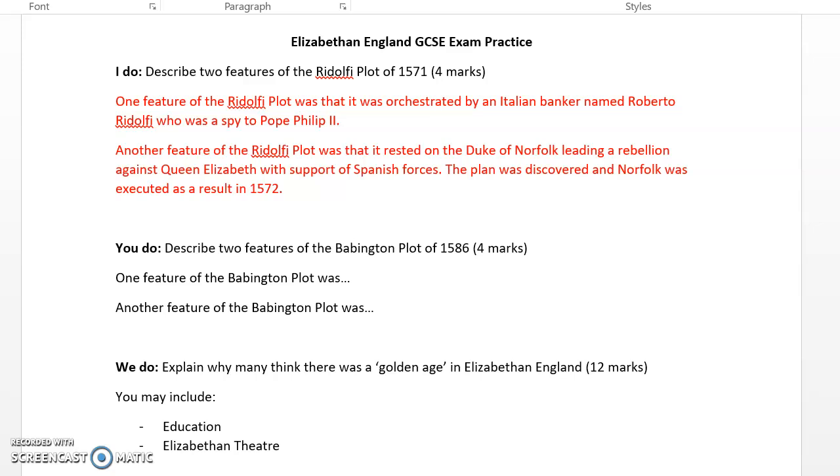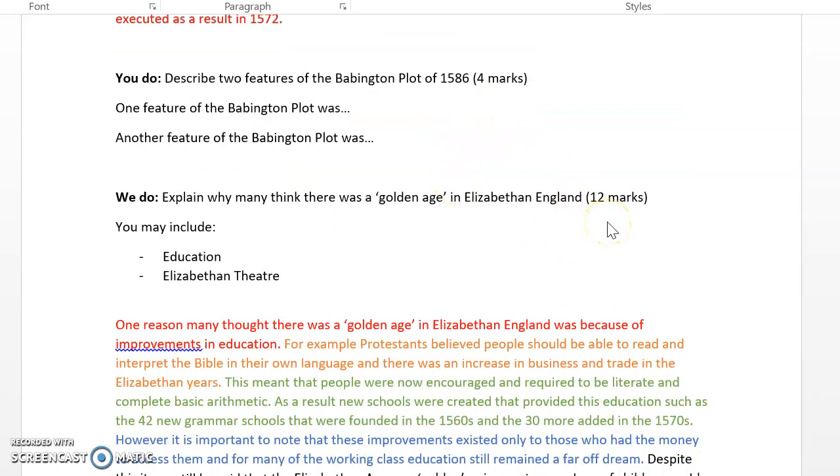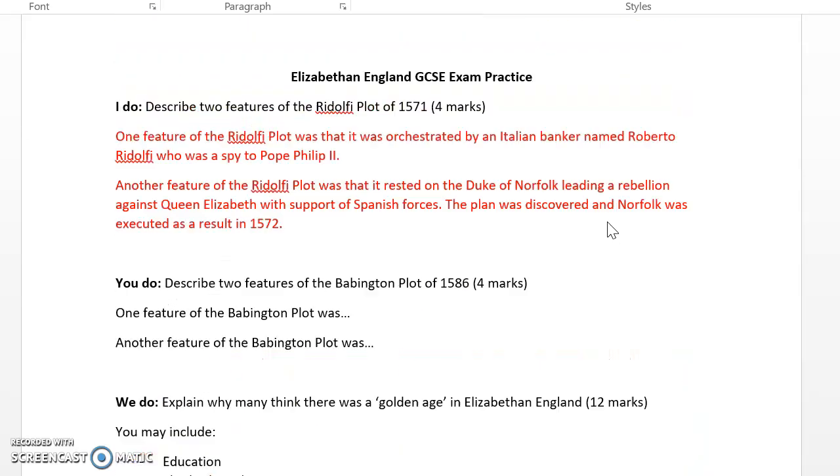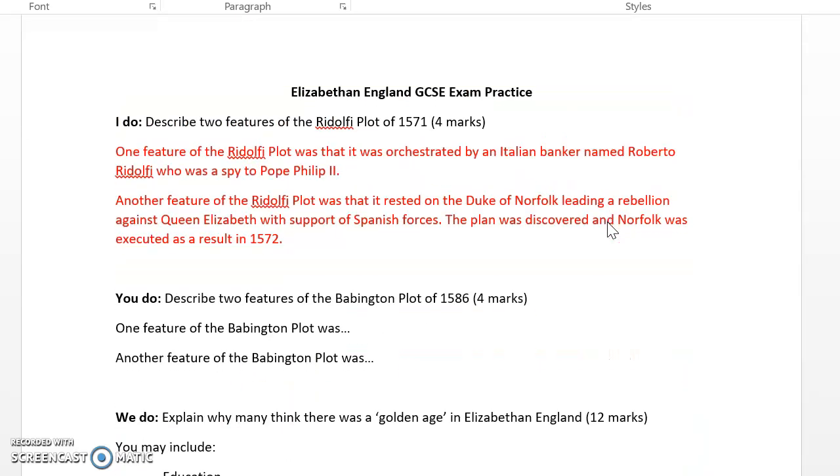This is the second week of my modelling the Elizabethan England GCSE exam answers to support you with your home learning. So this week we're going to do something slightly different. Instead of a 16 marker, we're going to look at a 4-mark question and a 12-mark question. Similar to the crime and punishment paper, the Elizabethan England exam has a 4-marker, a 12-marker, and then a 16-marker. So today we're going to look at the first two.